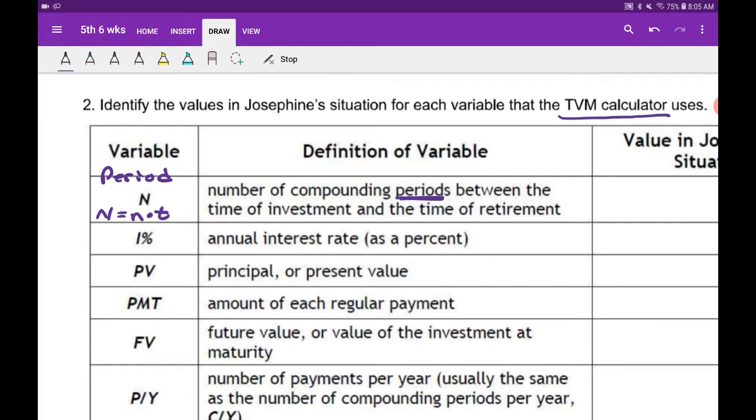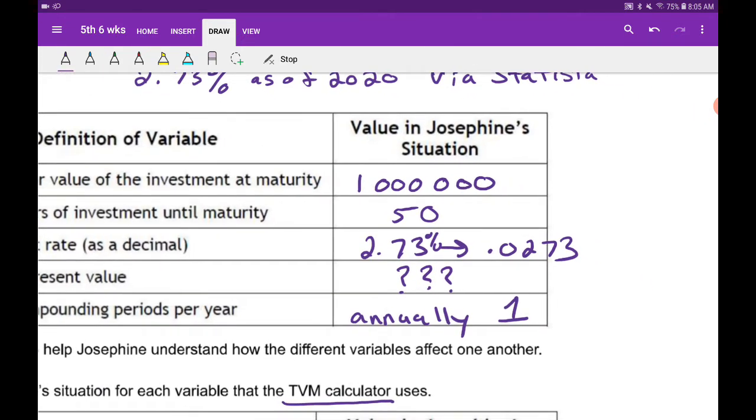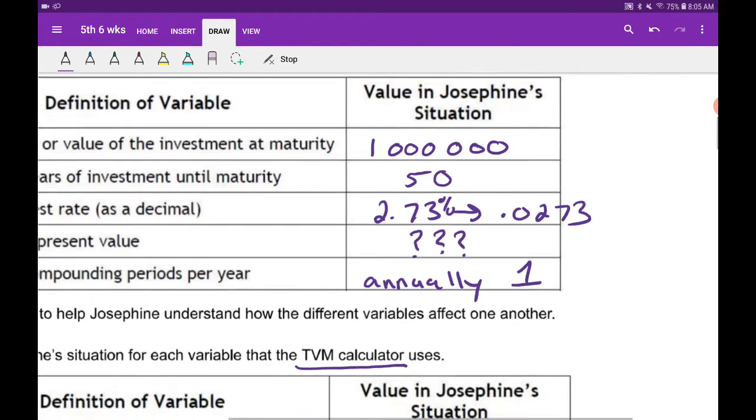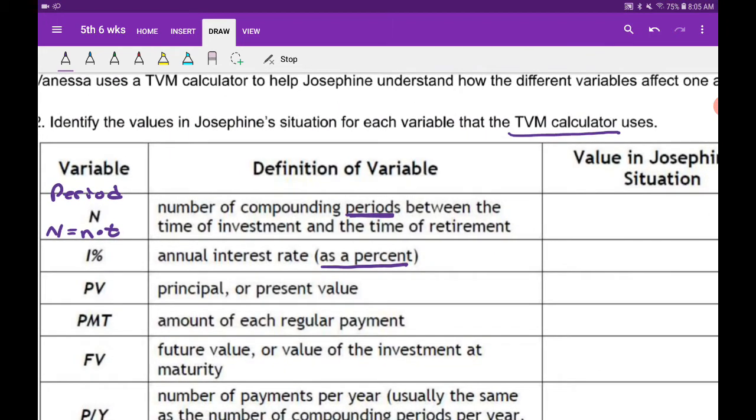All right, interest rate is a little different. This one in the calculator, the TVM calculator, is expressed as a percent. So you do not need to convert to a decimal like when we used our equation in the last lesson. If we use the actual compound interest equation, we have to convert that interest rate to a decimal. On the TVM calculator, we don't. So if it is 2%, it's 2%.